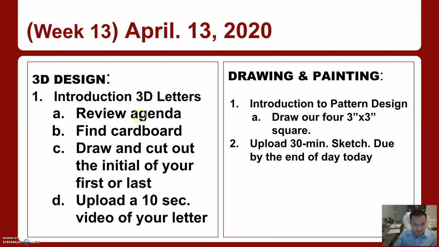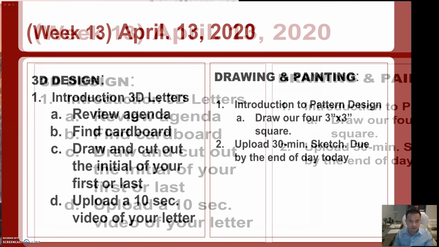So your agenda for today is to review the agenda we have in the Google Classroom, find a piece of cardboard to cut out your paper letter, and then I'll go over the size in a later part of this presentation. And then you're going to draw and cut out the initial of either your first or your last name. So my first name starts with a C, so I'm going to cut out a C or an N, but it's up to you whether you want to do your first name or your last name. And then at the end, you're going to need to upload a 10-second video of your letter. Okay, so I'm going to walk you through how to do that.